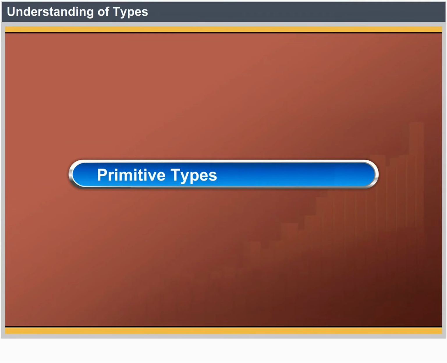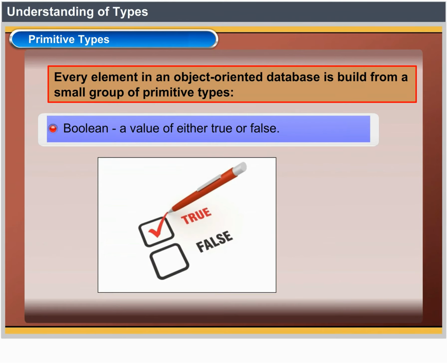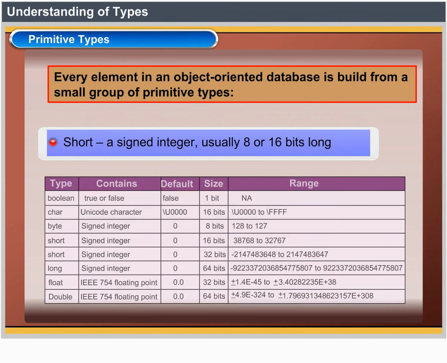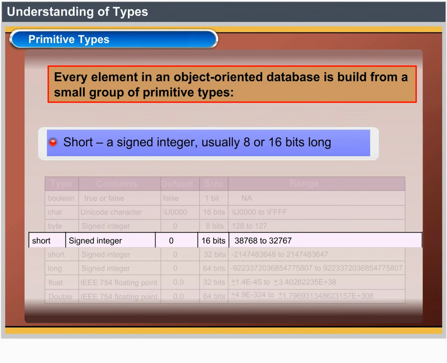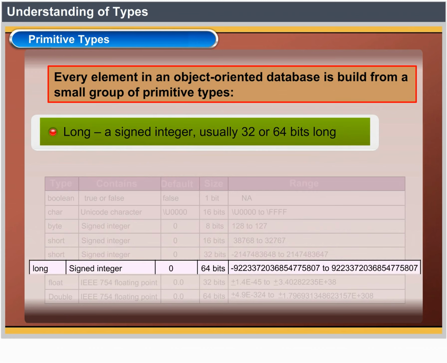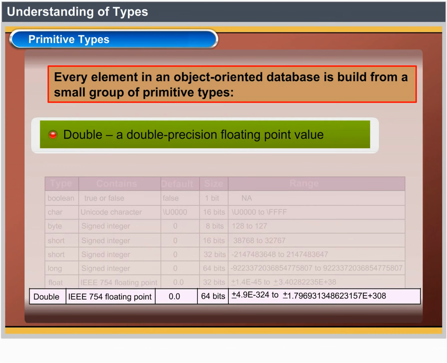Primitive types. Every element in an object-oriented database is built from a small group of primitive types. Boolean, a value of either true or false. Character, a single ASCII or Unicode character. Short, a signed integer, usually 8 or 16 bits long. Long, a signed integer, usually 32 or 64 bits long. Float, a single precision floating point value. Double, a double precision floating point value.